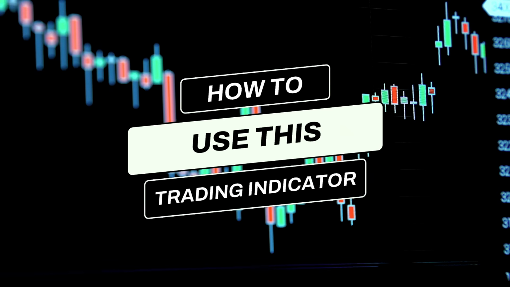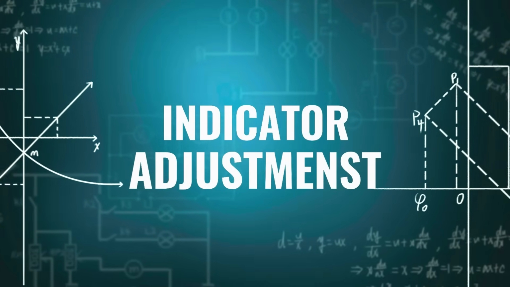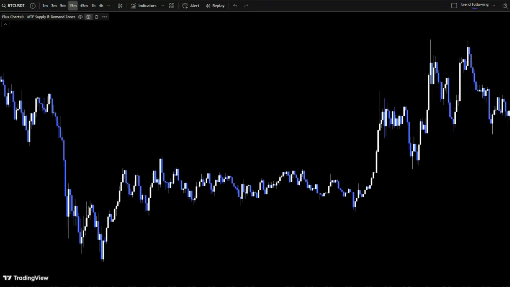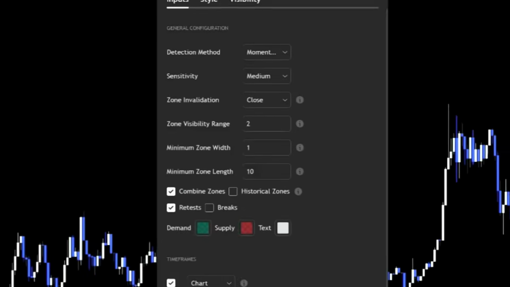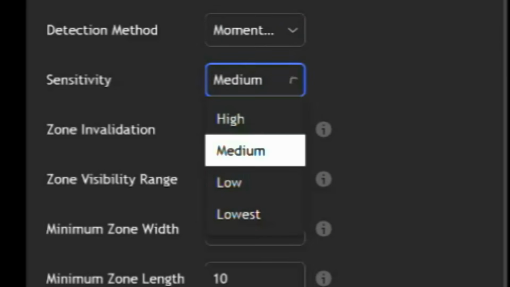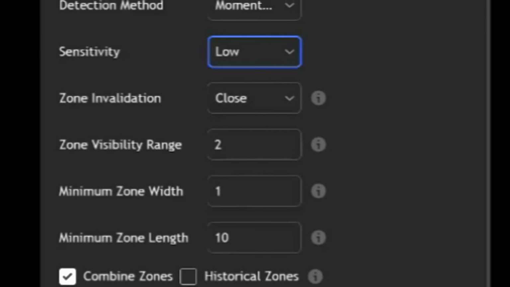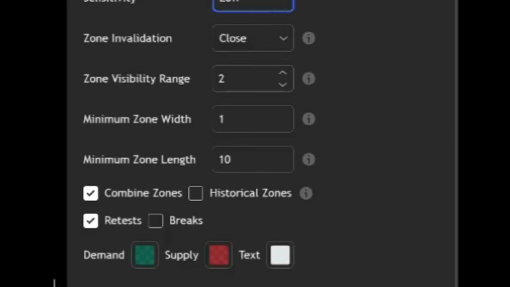First, I'm gonna jump into the settings and make a couple of changes to fit the specific strategy we're talking about today. I'm changing the sensitivity to low, and the minimum zone size to 14. For me, this just helps filter out some of the smaller, less significant areas and focus on the bigger picture.